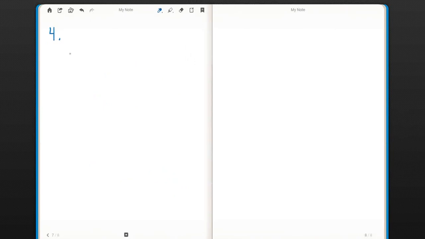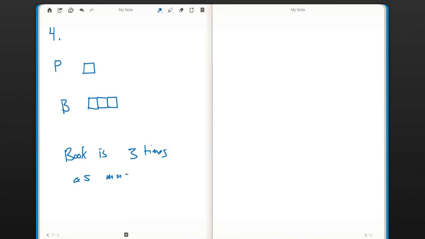Problem number 4, we know that Adam bought a pen and a book, and the book cost 3 times as much as the pen. So we don't know how much the pen cost, but let's just say it took 1 box of money, and then the book was 3 times as much, so it must have cost 3 boxes of money. Now maybe each box is a penny, and maybe each box is $123, I don't know. But this represents the fact that the book is 3 times as much as the pen.